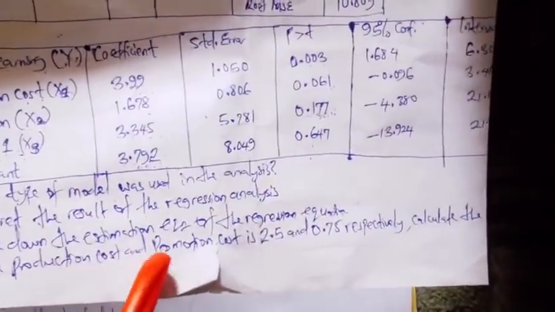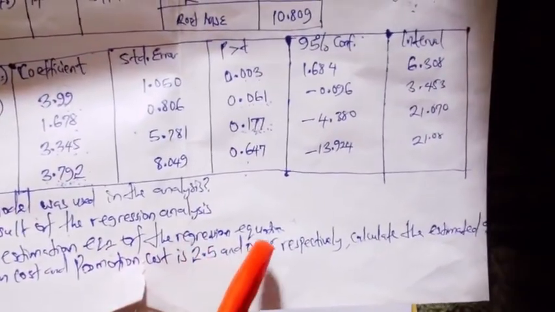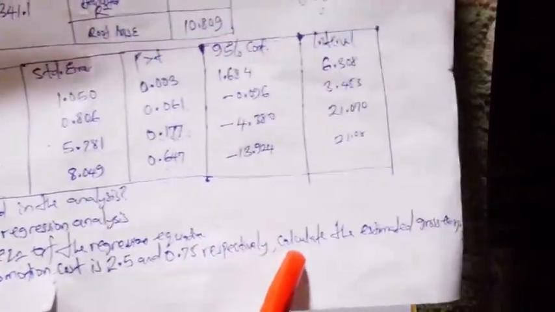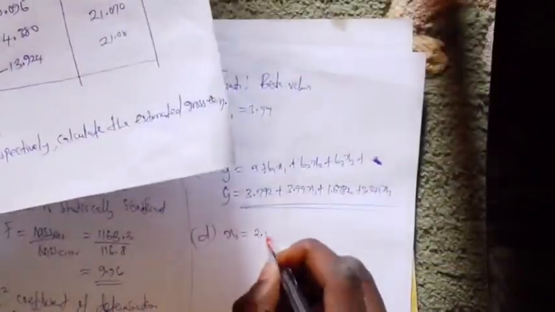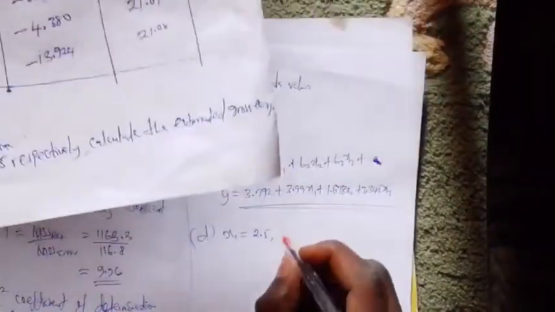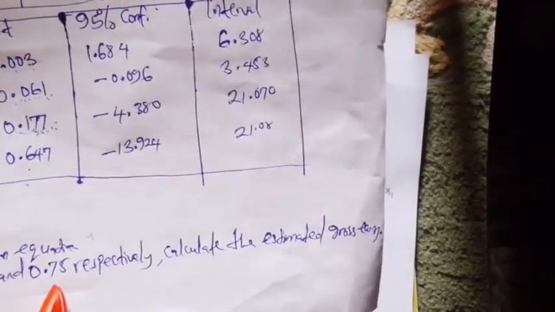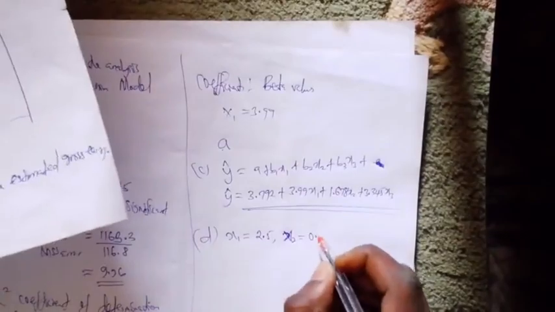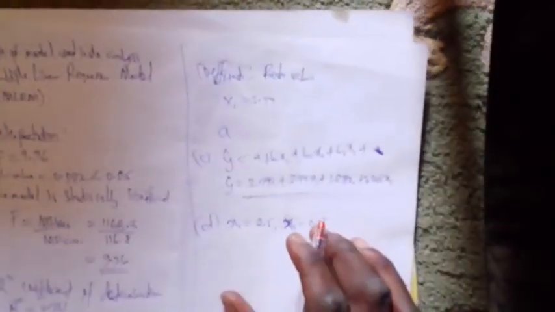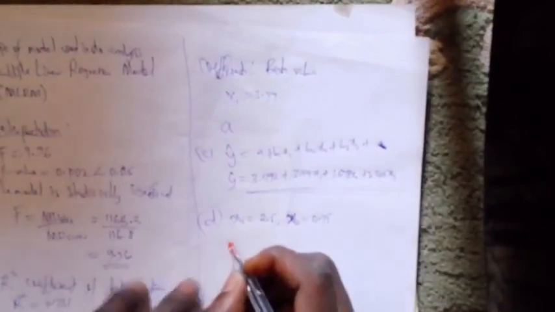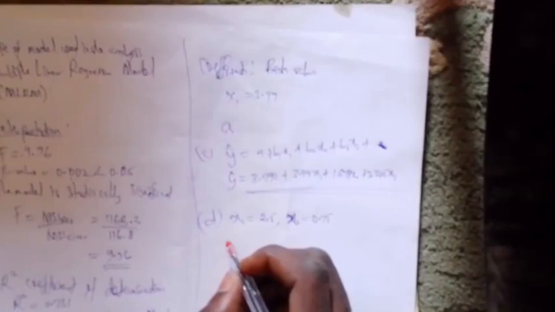Now the last question is, if the production cost and promotion cost are 2.5 and 0.75 respectively, calculate the estimated gross earning. If production cost x1 is 2.5 and promotion cost x2 is 0.75, calculate the estimated gross earning. So now we are taking into account only two independent variables, production cost and promotion cost.